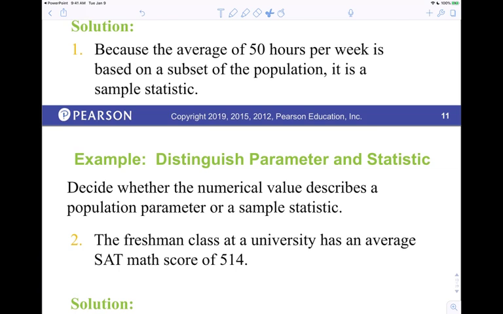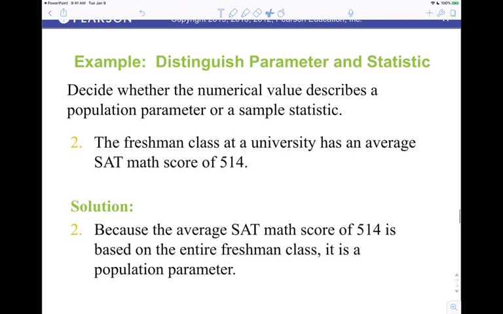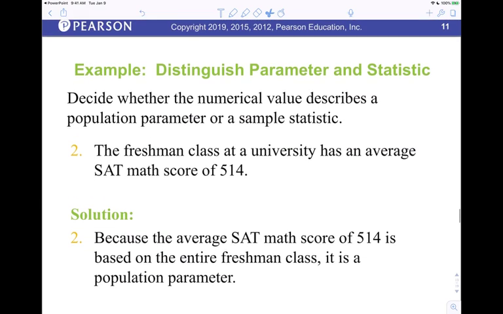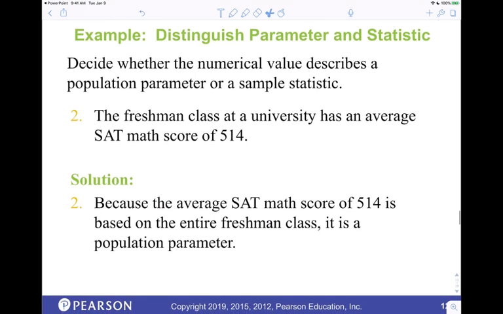You can kind of argue this both ways. It depends on what angle it's intended to go by. I'm going to go with a parameter though. The only reason I said parameter in this case is because the previous one was a statistic, and you're not going to do the same one again. I mean, you could, but I wasn't feeling it. So let's look at the reason behind it. It says because this SAT score is based on the entire freshman class, it's a parameter.